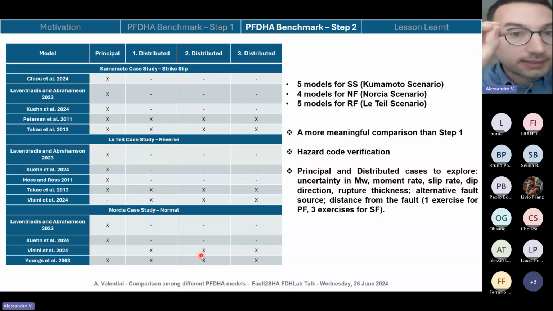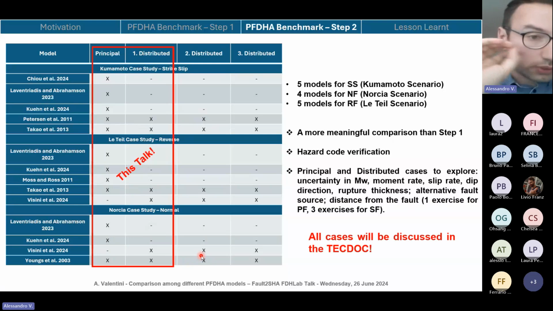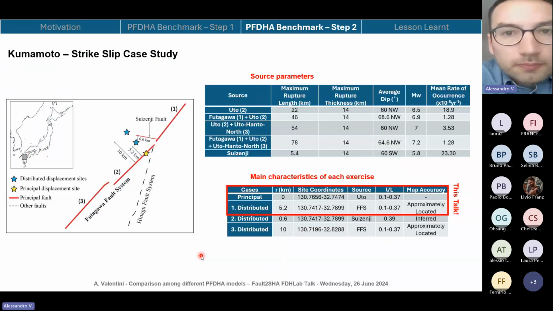Everything is discussed in the TechDoc, and today I will show you only the results for the principal faulting displacement and for 1 distributed case, because these are discussed in the Earthquake Spectra paper. In the next 3 slides, I will give you some information about the 3 cases, just some information about the fault geometry and the geometrical and kinematic parameters of the fault.